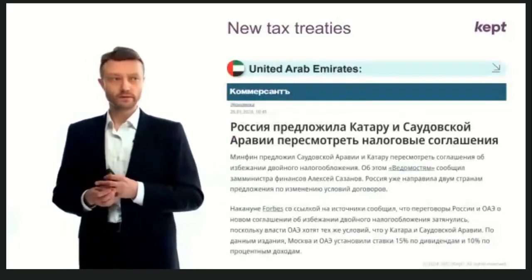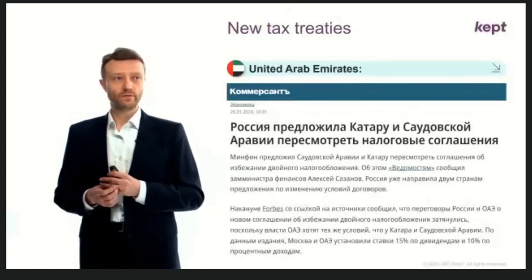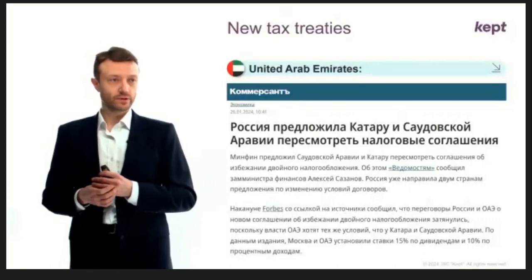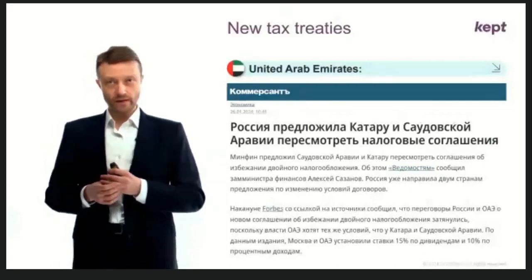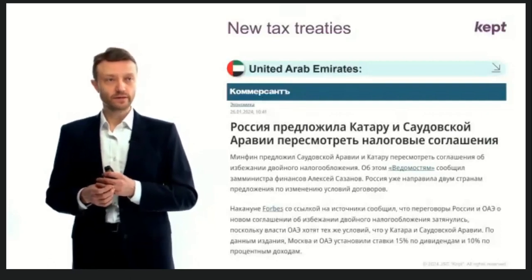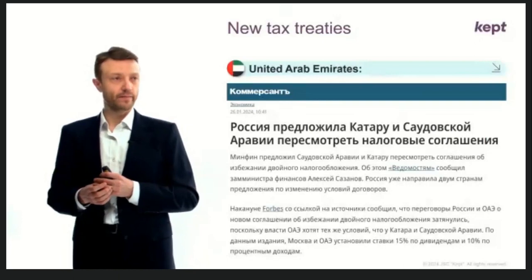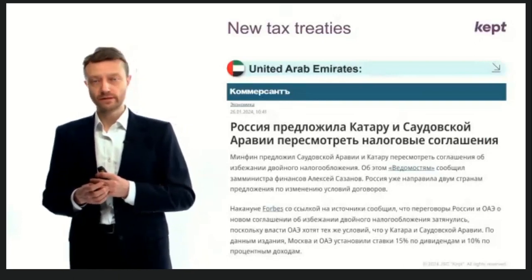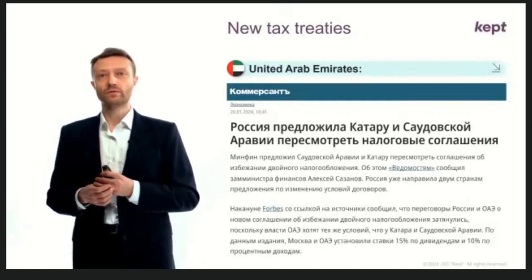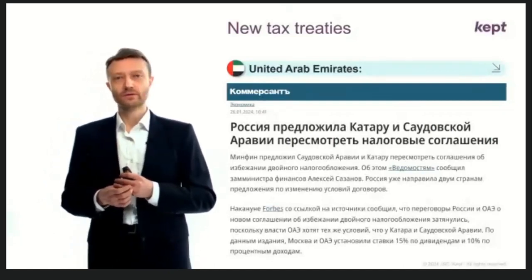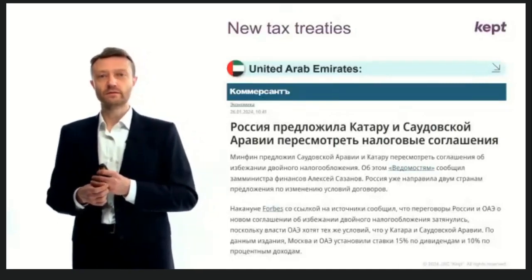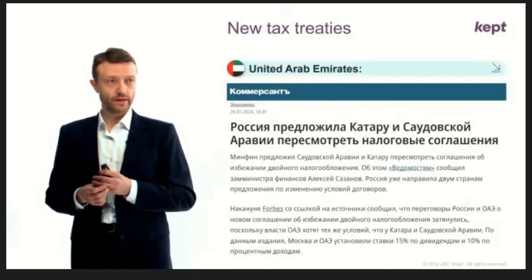But most businesses really wait for a double tax treaty with the United Arab Emirates to be concluded. And here some news emerged last week. You may know that Russia has been negotiating a double tax treaty with the United Arab Emirates since at least mid 2023. So almost a year now that Russia has been negotiating a new treaty with the United Arab Emirates.